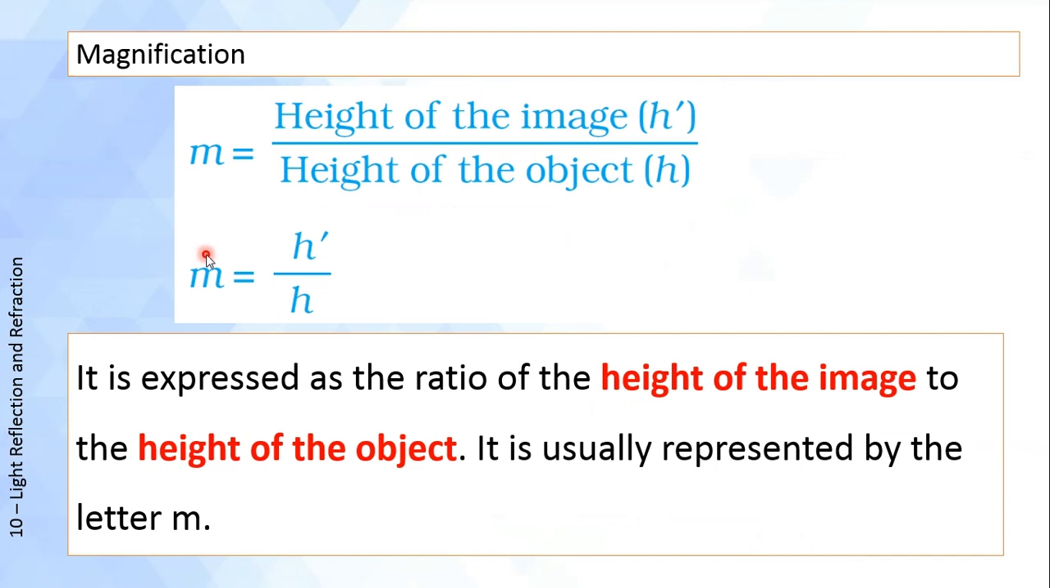The next is magnification factor of a spherical mirror. Magnification factor is given by the ratio of height of the image with height of the object. That is, m = h'/h, where h' is height of the image, whereas h is height of the object. It is expressed as the ratio of the height of the image to the height of the object. It is usually represented by the letter m.